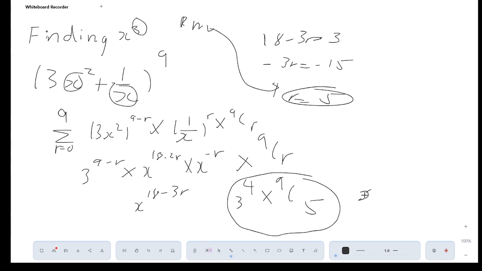And you need an x cubed if you want to have that. So that is the coefficient if you wanted to know. Okay, that's all for today, and I hope you enjoyed.